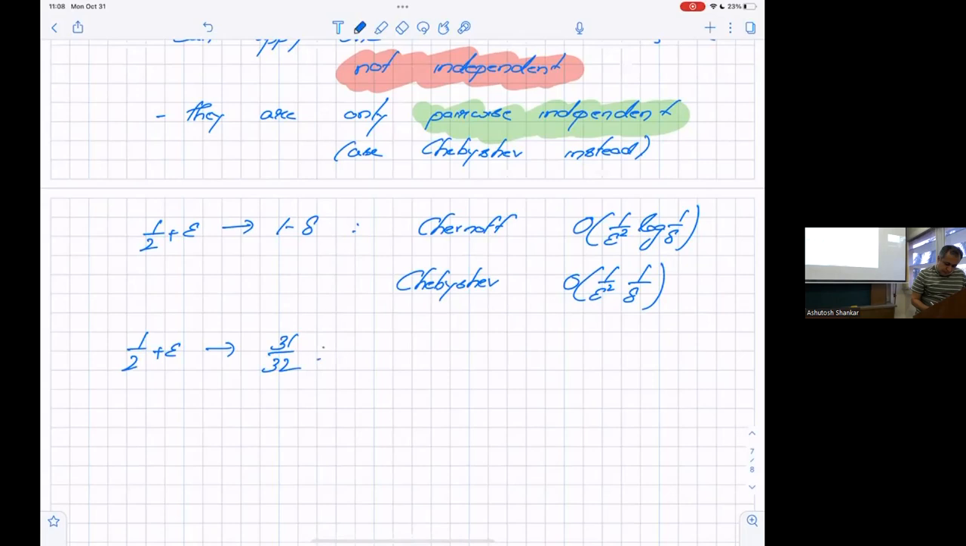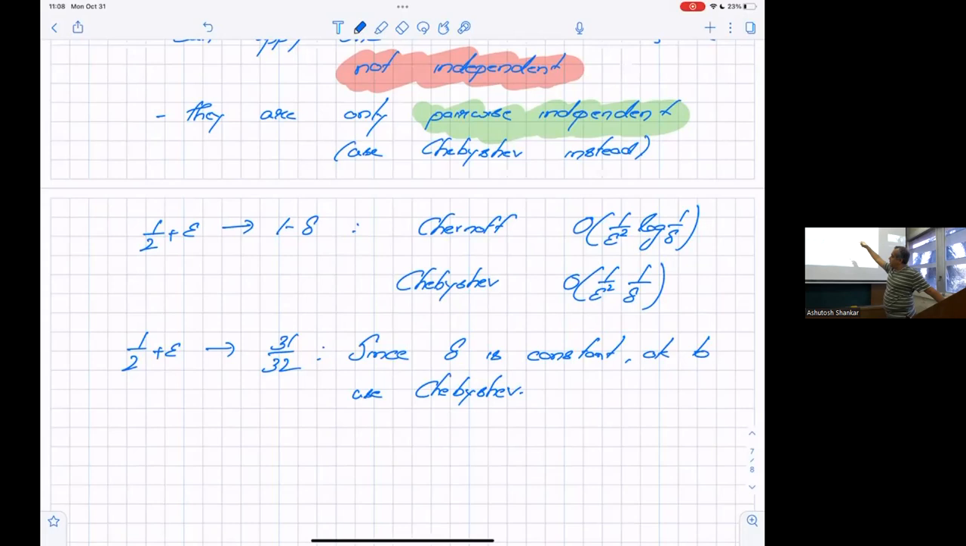Since delta is constant, it's okay to use Chebyshev over Chernoff. The advantage of Chernoff is it drives the error down much higher. It gets you the confidence parameter much better. But we don't care. You know, 31 over 32 is enough for us. So use your delta as constant. It's okay to use Chebyshev. And that's the end of the whole argument.